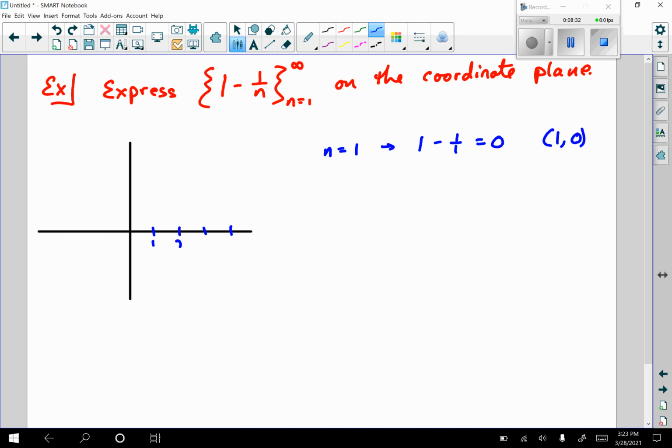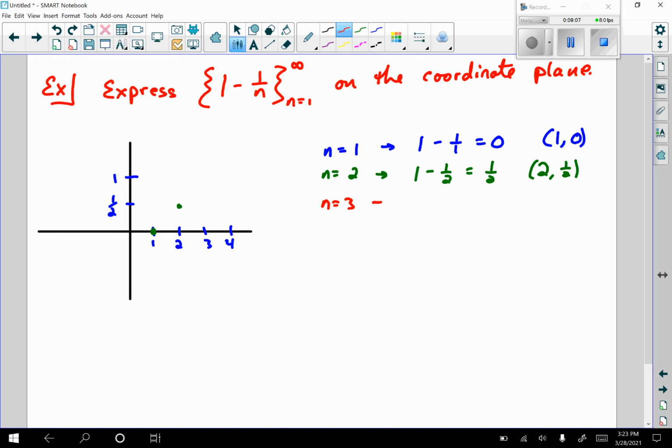I'll just number out to 4 here. But on the y-axis, I'm just going to put a 1 right up here. So I'll kind of count by halves. So my first point is going to be here at (1, 0). When n is 2, I'm going to get 1 minus 1/2, which is 1/2. So I have (2, 1/2).